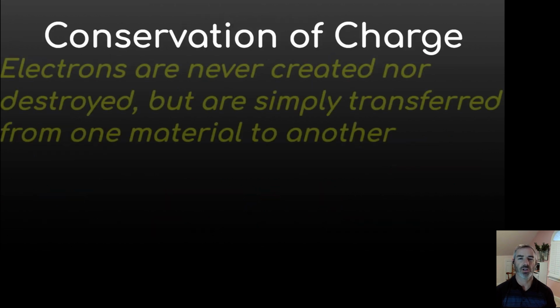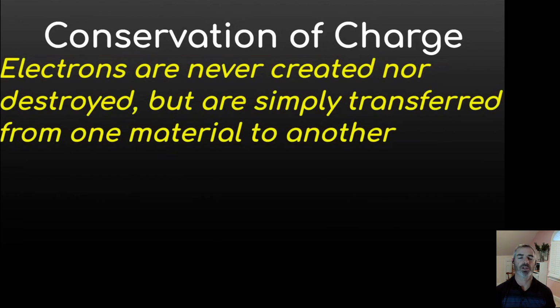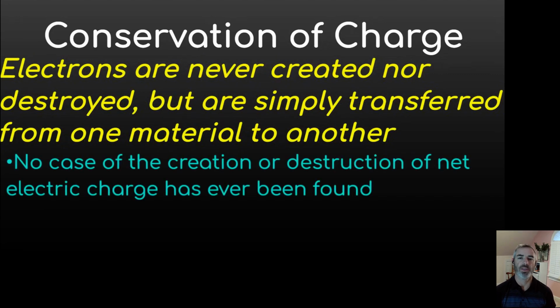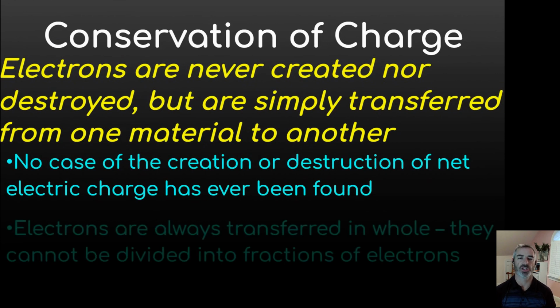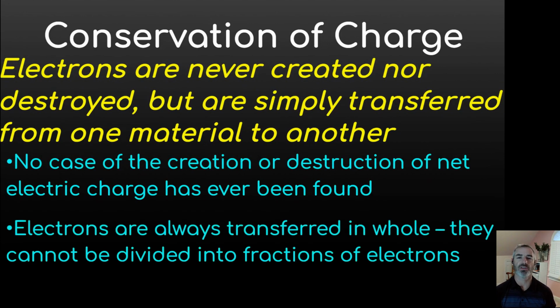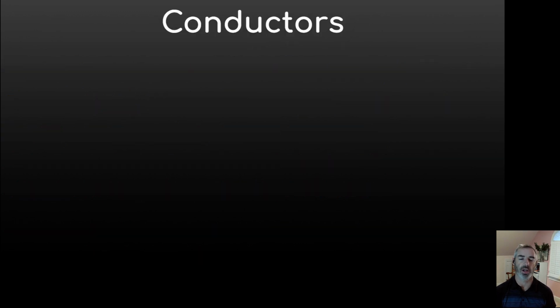So conservation of charge, we know that electrons can't be created or destroyed. They're simply transferred from one material to another. There's no case of the creation or destruction of net electric charge, and electrons are always transferred in whole as they cannot be divided into fractions. So you have 1.6 times 10 to the negative 19th coulombs transferred for each electron.